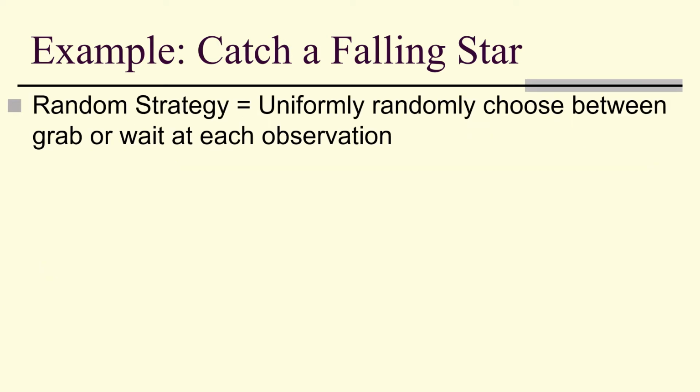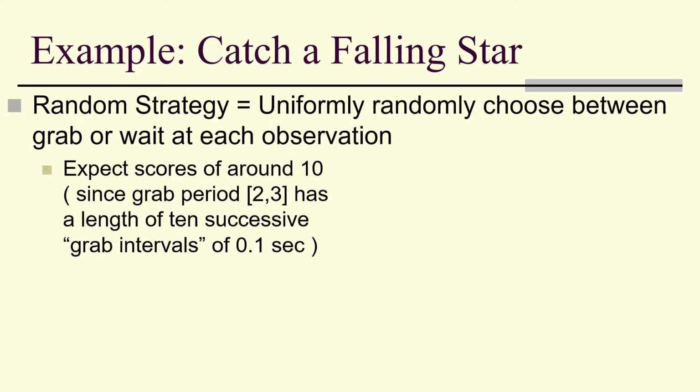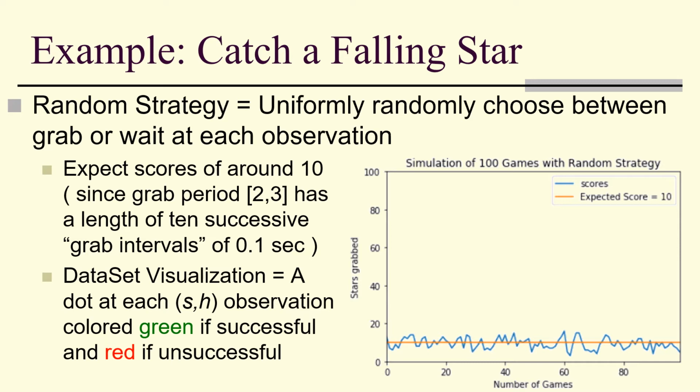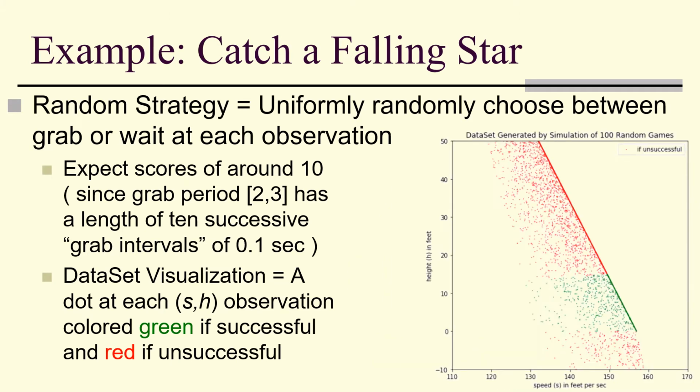Now, a random strategy would be simply to uniformly randomly choose between grab or wait at each observation. That means you would expect scores of around 10, because there are 10 intervals of 0.1 seconds between 2 and 3 seconds, and 100 stars. So here's a simulation of 100 games with a random strategy. We can visualize this by coloring a point green if you're successful and red if unsuccessful. So this is our decision surface for this game.